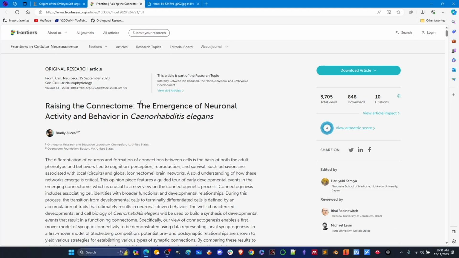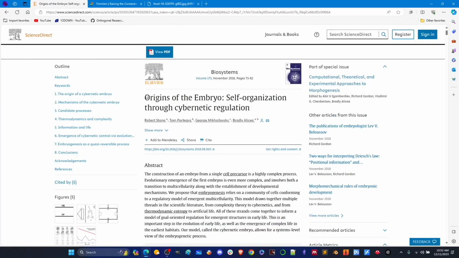Raising the Connectome, the Emergence of Neuronal Activity and Behavior in C. elegans, in Frontiers in Cellular Neuroscience, and Origins of the Embryo Self-Organization through Cybernetic Regulation in Biosystems. And I look forward maybe to doing another paper on leader-follower dynamics or first-mover dynamics, maybe next year. So if you're interested in collaborating, let us know.